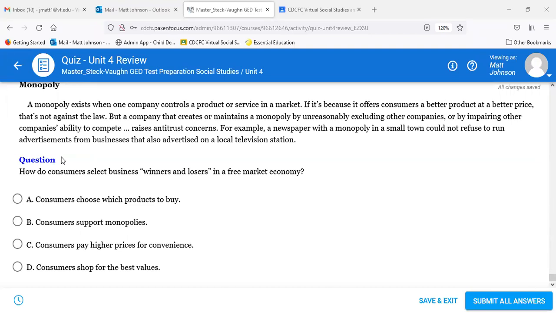Yes. 27. How do consumers decide business winners and losers in a free market economy? A, consumers choose which products to buy. B, consumers support monopolies. C, consumers pay higher prices for convenience. D, consumers shop for the best value.